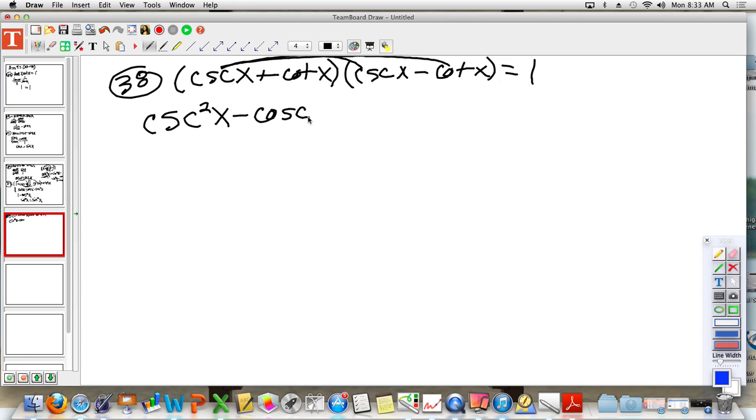Cosecant, oh my gosh, I wrote that wrong. Cosecant of x, cotangent of x. You okay with that? It's ugly. It is ugly, I agree.